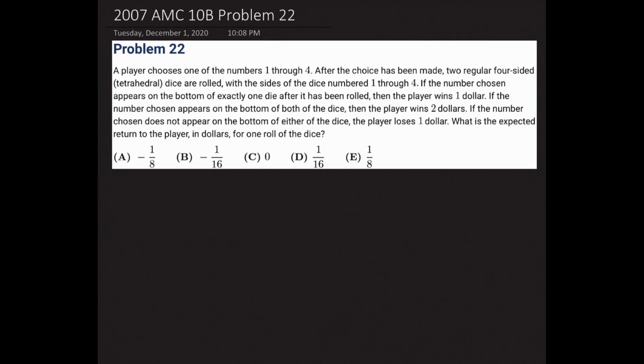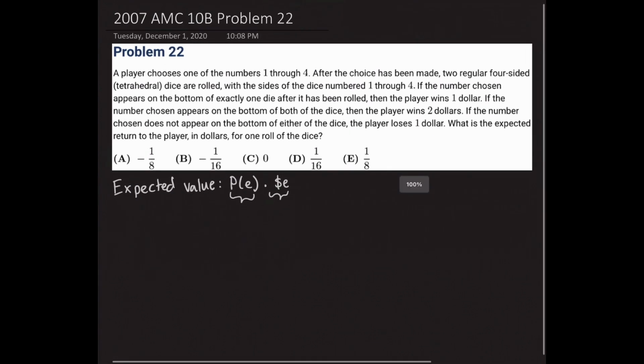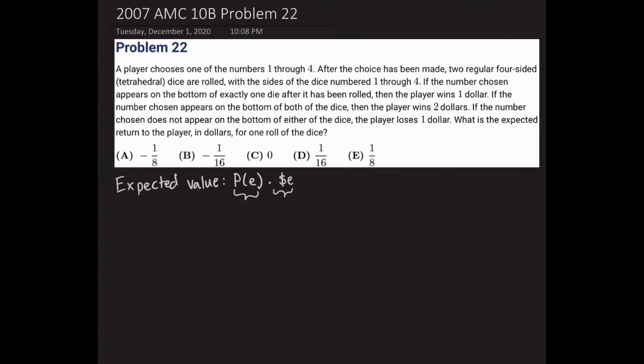So on this problem, we're going to use expected value. This is basically just the probability of an event occurring, so let's call that P of E, times the amount of money we earn, times $E. And so this is going to be our expected value. Probability of the event occurring times the net gain from that is going to be the expected gain for that event. And in this we have three possible events. So let's break it down.